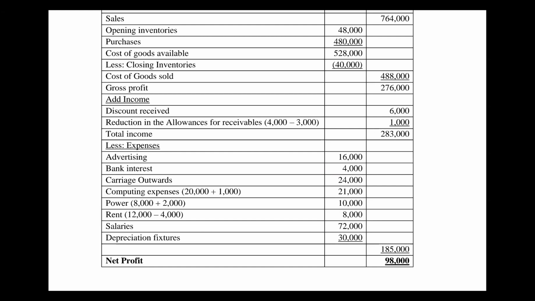So when you sum all these expenses, they add up to 185,000 as the total expenses. That should be subtracted from what? From the total income, so that you can have the net profit. Is that clear? Hello? Yes, sir.